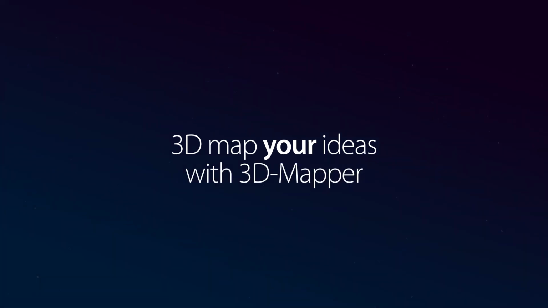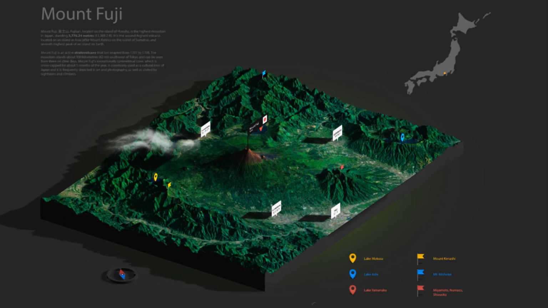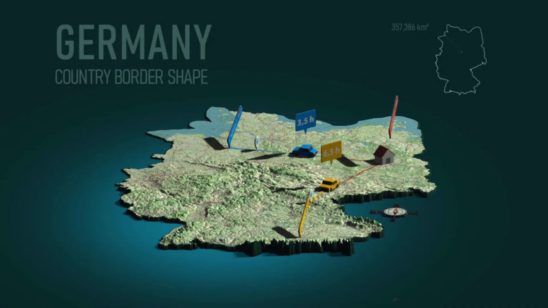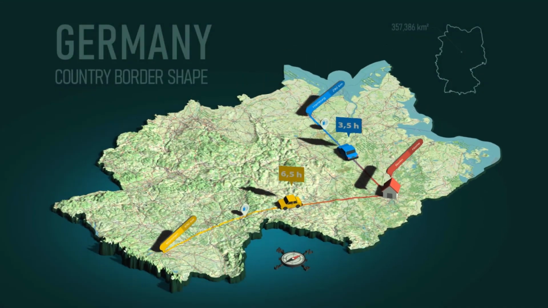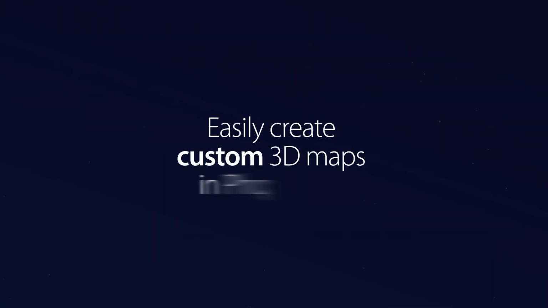3D map your ideas and tell your stories with stunning 3D maps. Use the 3D mapper plugin to create impressive 3D maps in Photoshop without any additional software. Fully customizable and various in style. Which place do you want to show?